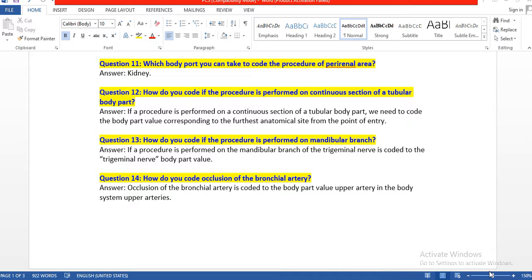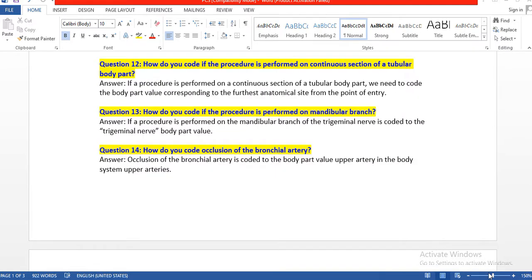Question number 12. How do you code if the procedure is performed on a continuous section of a tubular body part? Answer. If a procedure is performed on a continuous section of a tubular body part, we need to code the body part value corresponding to the farthest anatomical site from the point of entry. So we need to code the farthest, meaning distant, anatomical site from the point of entry.